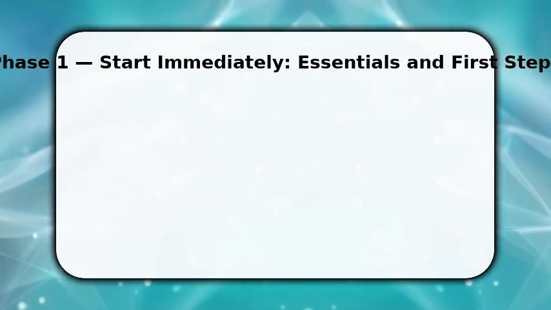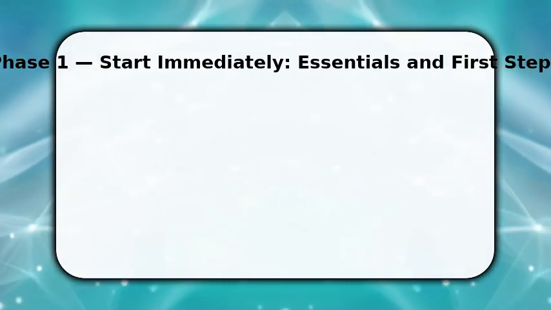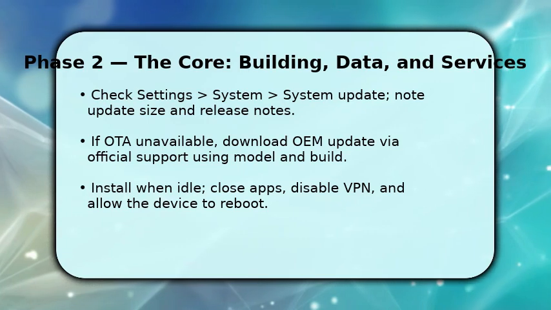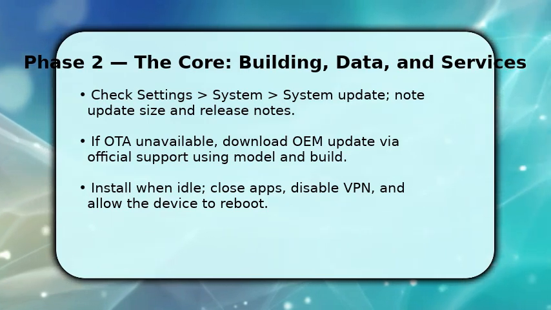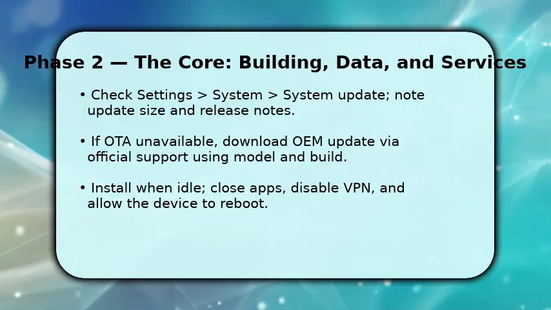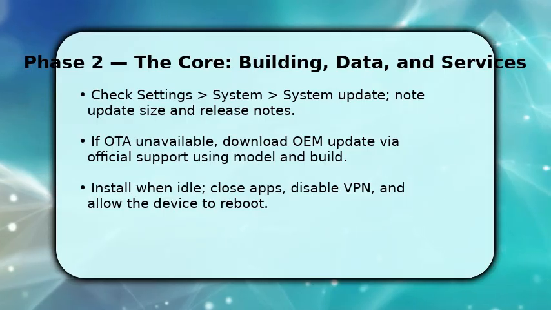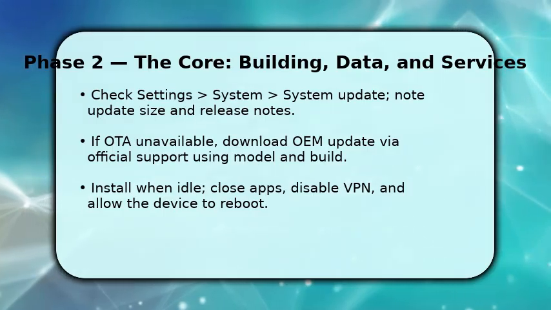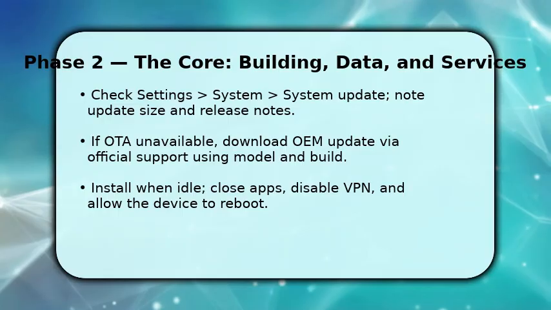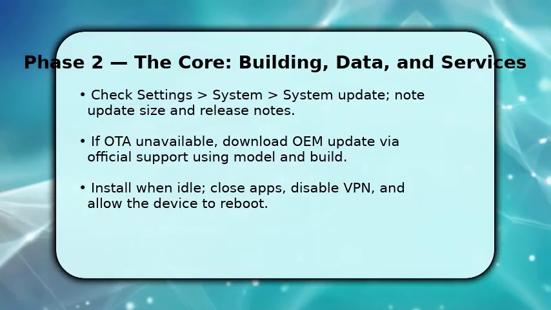You now fetch the update. Check Settings, System, Update and read the release notes so you know what changes and fixes are included. If the OTA is not offered, download the OEM package from the manufacturer's support page, matching your model and build, and verify file integrity. Once the file is ready, install while the device is idle.